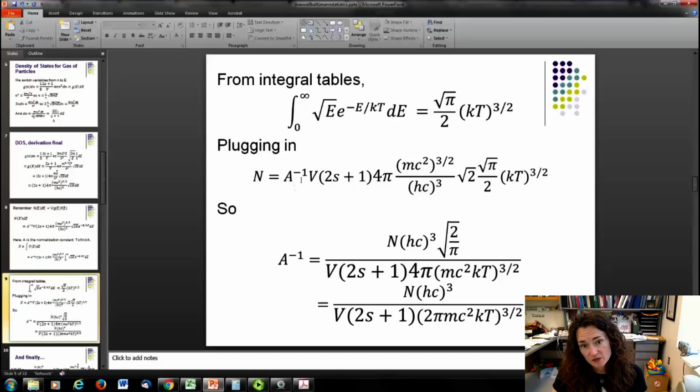N is equal to A to the minus 1, V, (2s plus 1), 4 pi, (mc squared) to the 3/2 over (hc) cubed, root 2, root pi over 2, kT to the 3/2. That's kind of a mouthful, but the whole point was just to solve for my normalization constant, A to the minus 1. So now I can rearrange that expression, solve, and do some simplification. When I do that, I get that A to the minus 1 is equal to N (hc) cubed over V (2s plus 1), (2 pi mc squared kT) to the 3/2 power. Kind of a mess, but make sure that you can do that yourself.